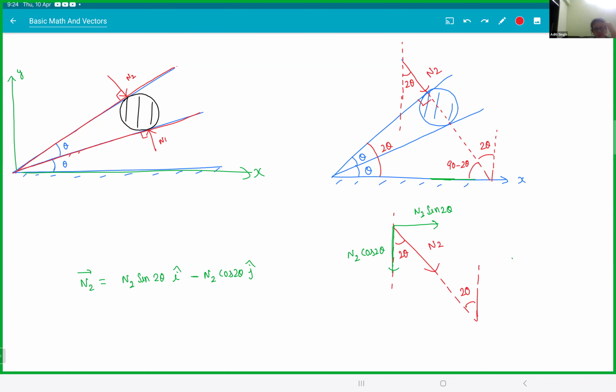Then what happened? Where did it go wrong? I think I flipped the two. Suppose if I make this one more triangle, this is 90 minus 2 theta, this has to be 2 theta. Yeah, sir, I flipped the two angles.